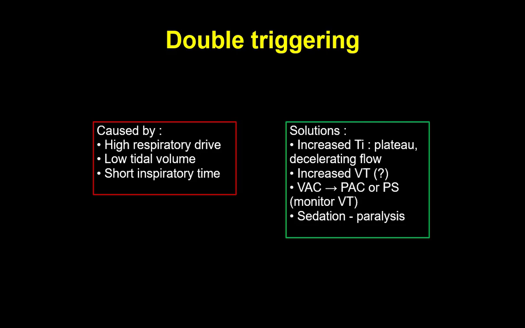These are the three things which lead to double triggering. The patient is trying to trigger more than what is actually being delivered. The solution is to increase the inspiratory time. So you can opt for a decelerating mode. As I said, as compared to a fixed mode, a decelerating mode gives a proportionately longer inspiratory time.